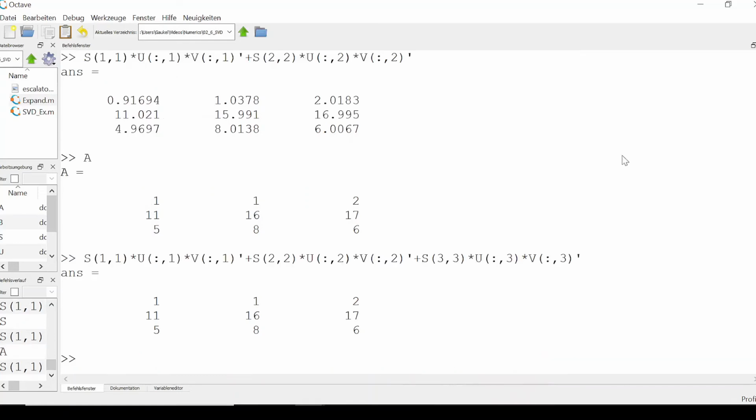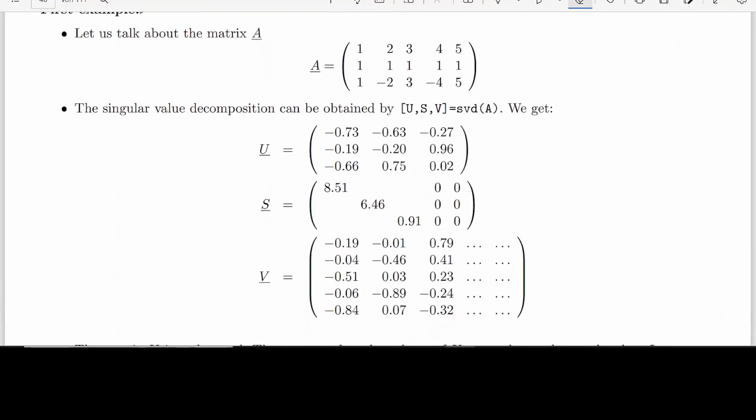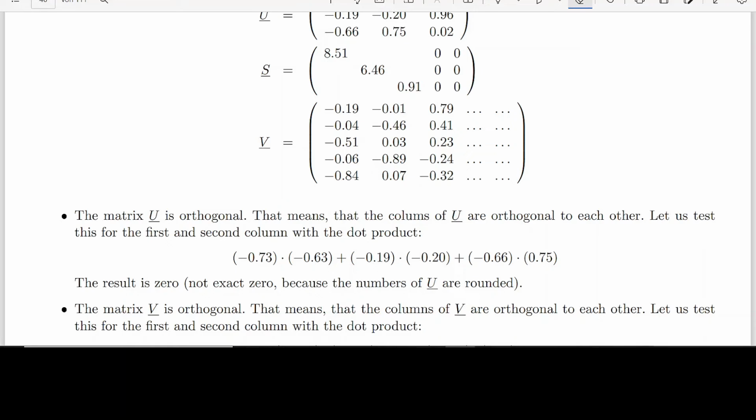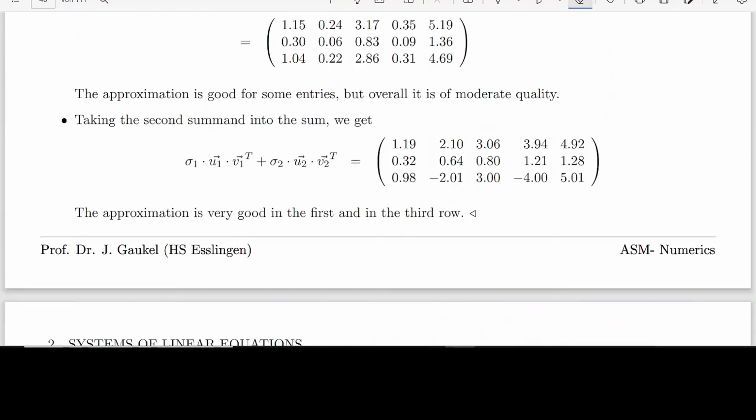Okay, that's great. That's really, really great. So what do we have in the script? Here we have also an example which is not 3 by 3 but 3 by 5. If you want to, please read and redo the calculations.